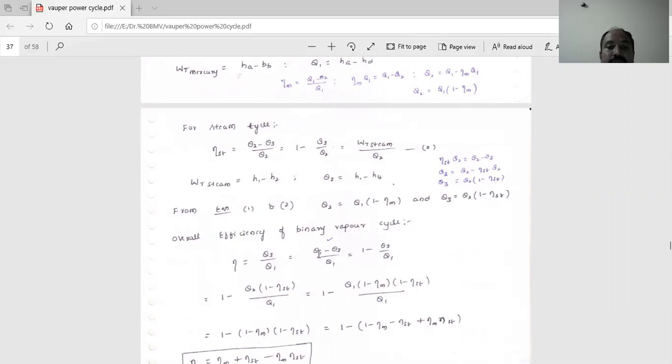Q3 can calculate Q1 minus Q3 divided by Q1. It becomes 1 minus Q3 divided by Q1. Instead of Q3, I can substitute Q2 into 1 minus efficiency of the steam turbine divided by Q1, Q1, it will be Q2.